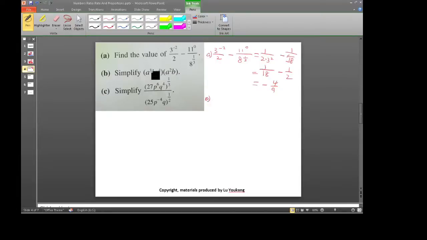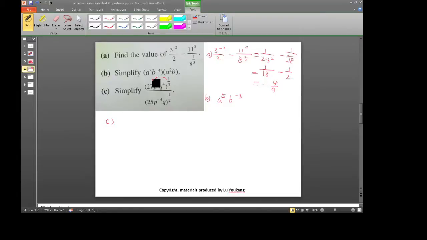Now we are asked to simplify part B. So a times a, b times b. And a, we get a to the power of 5, b to the power of minus 3 at the end.